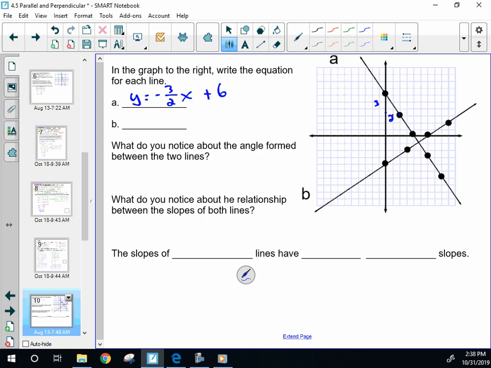If I look at line B, which starts down the bottom left and works our way up, this one has a y-intercept of negative 4. Well, to find the slope, if I start at the y-intercept, it goes up 2 units, and this one goes to the right 3. So my equation is y equals 2/3 x plus a negative 4, or minus 4.